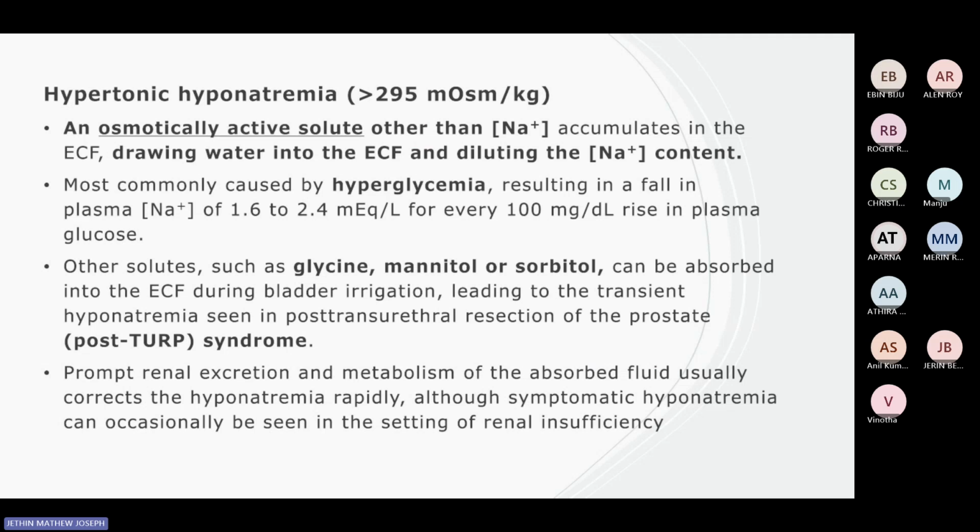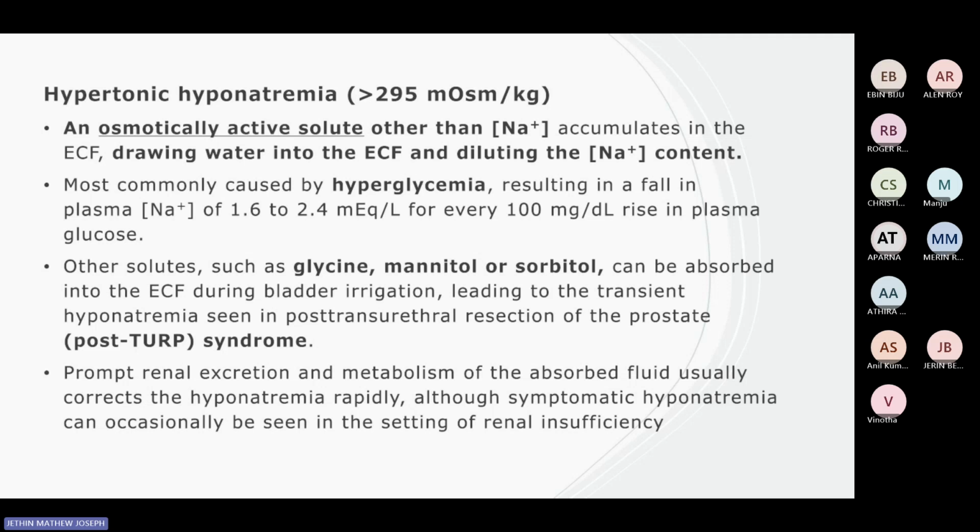So hypertonic hyponatremia: you found out that the sodium is low, but the plasma osmolality is high. This happens in cases where an osmotically active solute other than sodium accumulates in the ECF. So there is something else in the blood which is causing the osmolality to be high. This will draw water into the ECF, and it will dilute the sodium content. So the sodium will turn up as low.